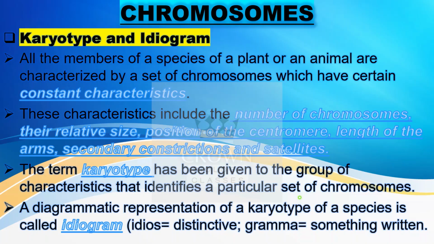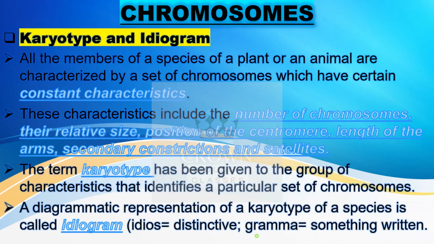During metaphase of mitosis or meiosis, the chromosomes condense and become distinguishable as they align in the center of the dividing cell. So metaphase chromosomes are used during the karyotyping procedure that is used to look for chromosomal abnormalities. And a diagrammatic representation of a karyotype of a species is called an idiogram. Idios means distinctive, and gramma means something written.